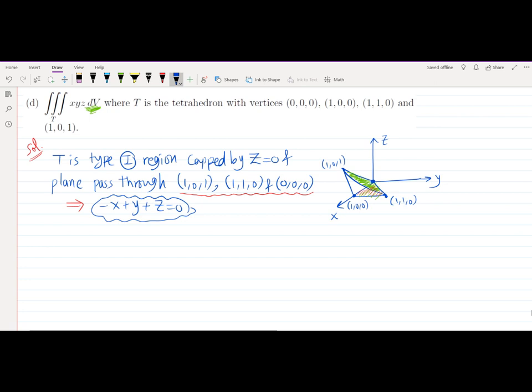If you take a look at the projection of this figure, this green triangle or green plane, it will be the red triangle in the xy plane, which can be drawn here with this point, and this point, and the origin. The point 1, 0 is here, 1, 1 is here, and 0, 0 is here. You can connect them together to get the right angle triangle we talked about. This clarifies our choice that if we choose dv to be type I region, it will be dz dy dx.